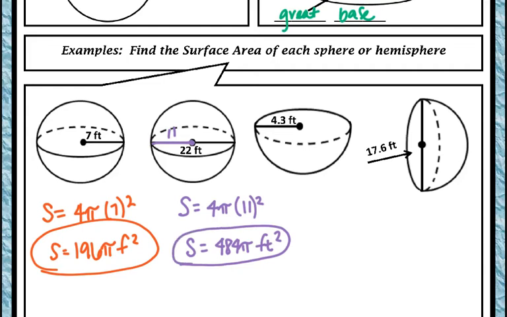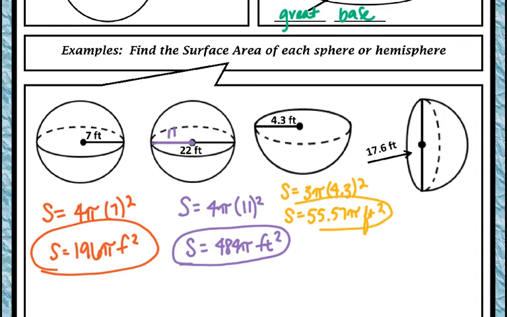If we're finding the total surface area of our hemisphere, then we are going to do 3 pi radius squared. So 4.3 squared is equal to 18.49 times 3 pi is 55.57 pi. And that is in square feet.